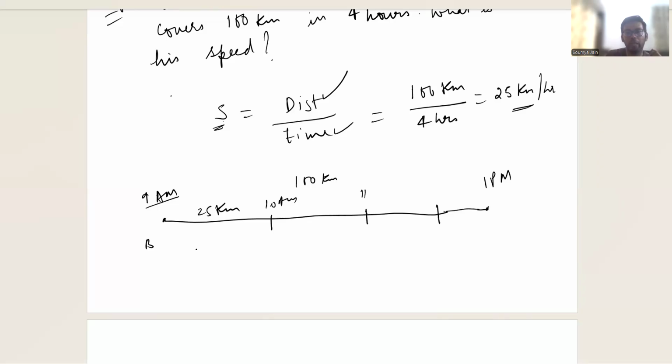Then 10 to 11 a.m. again 25, and from here to 12 p.m., sorry, 25 kilometers, and from here to here again 25 kilometers. The total, 25 plus 25 plus 25 plus 25, 25 into 4, is 100 kilometers in 4 hours of time. You can see the difference is 4 hours. This is how it works out.